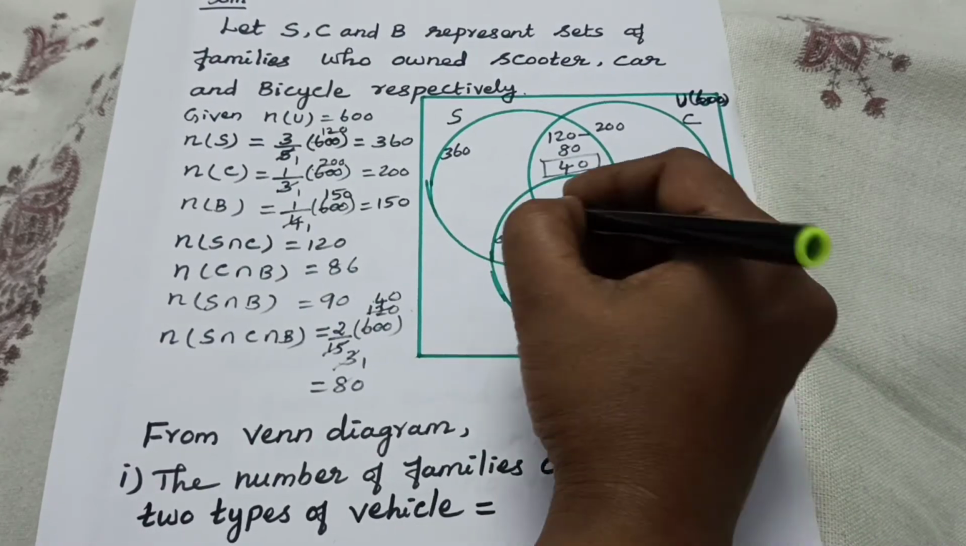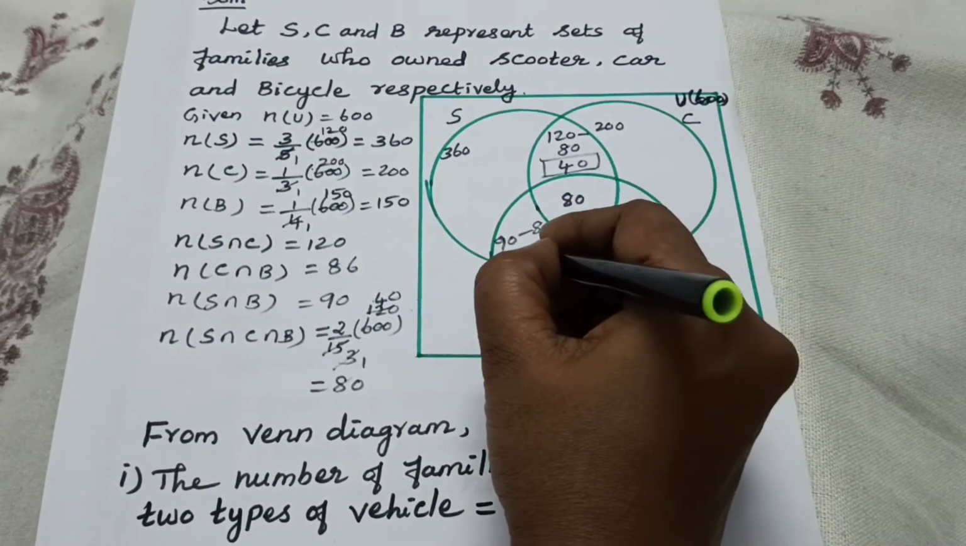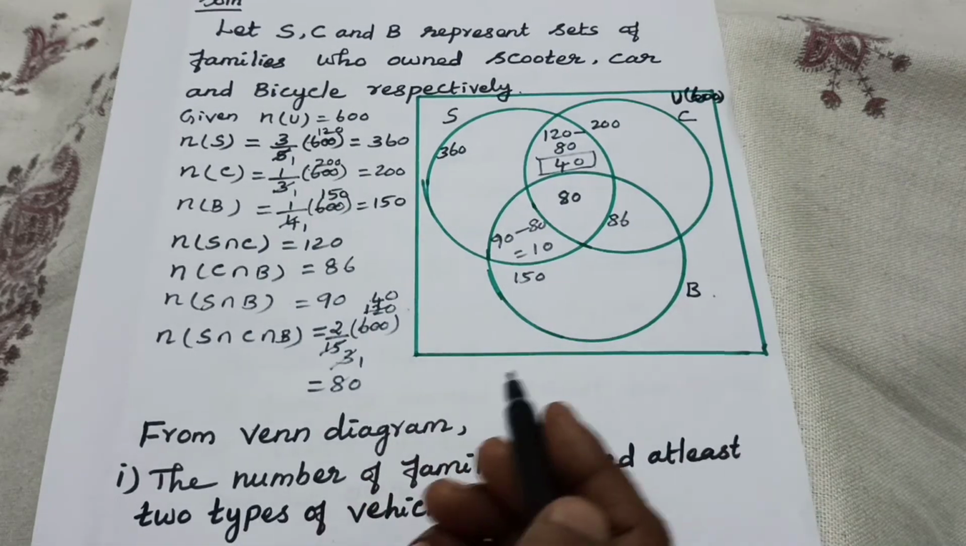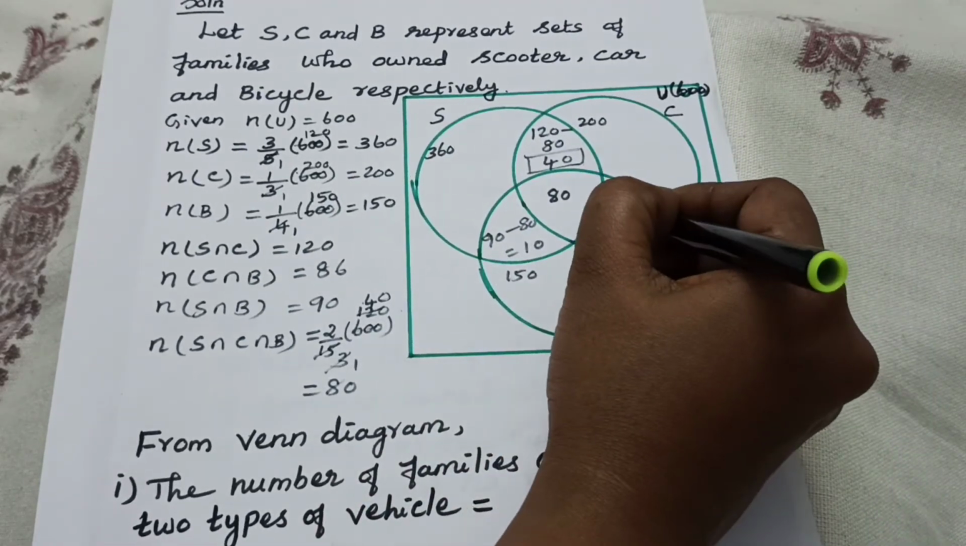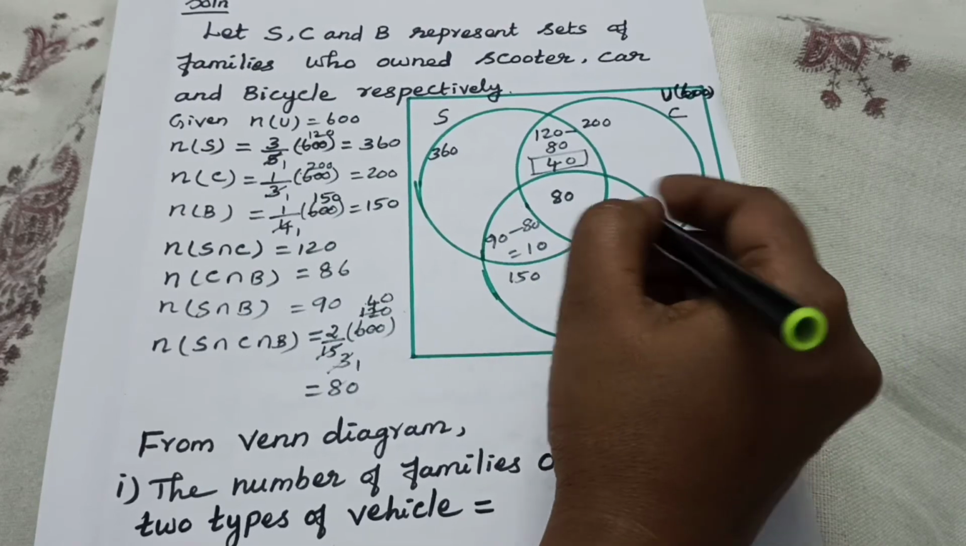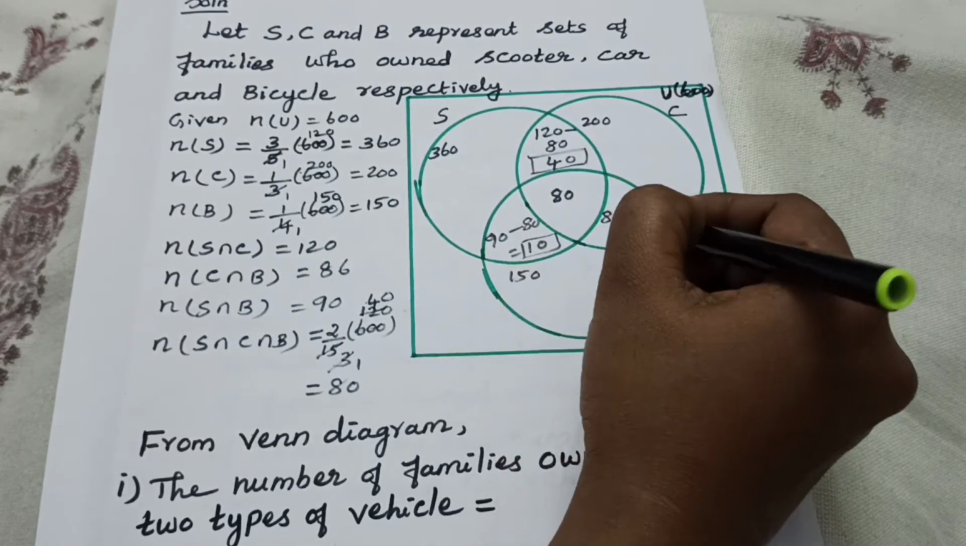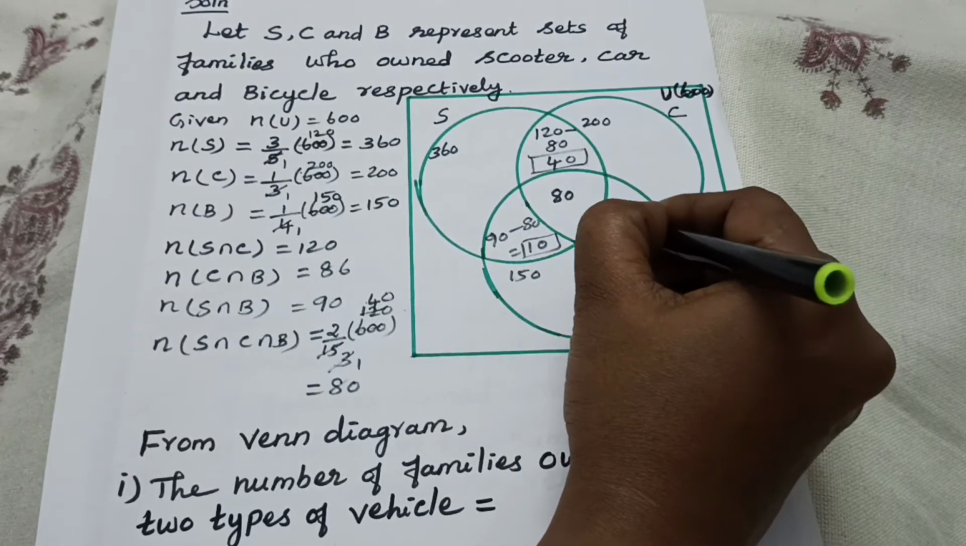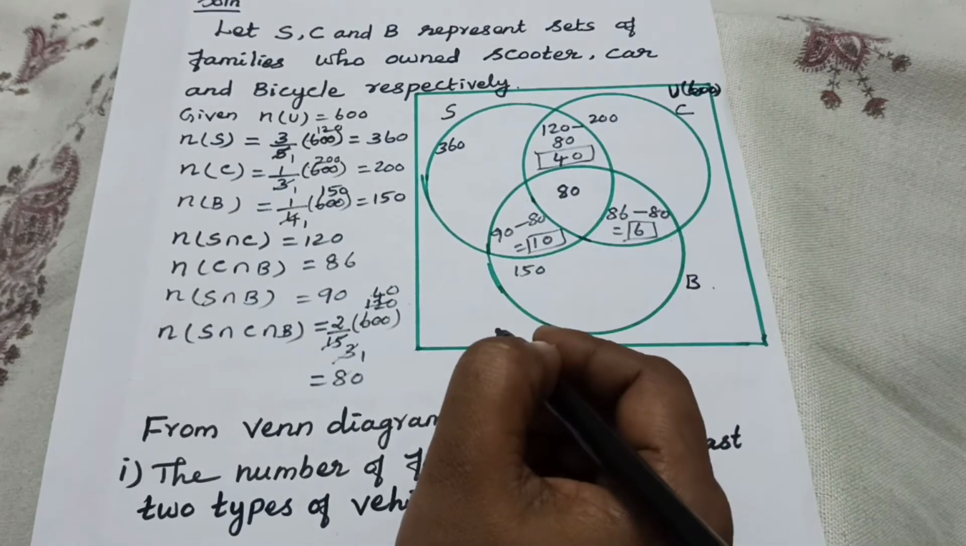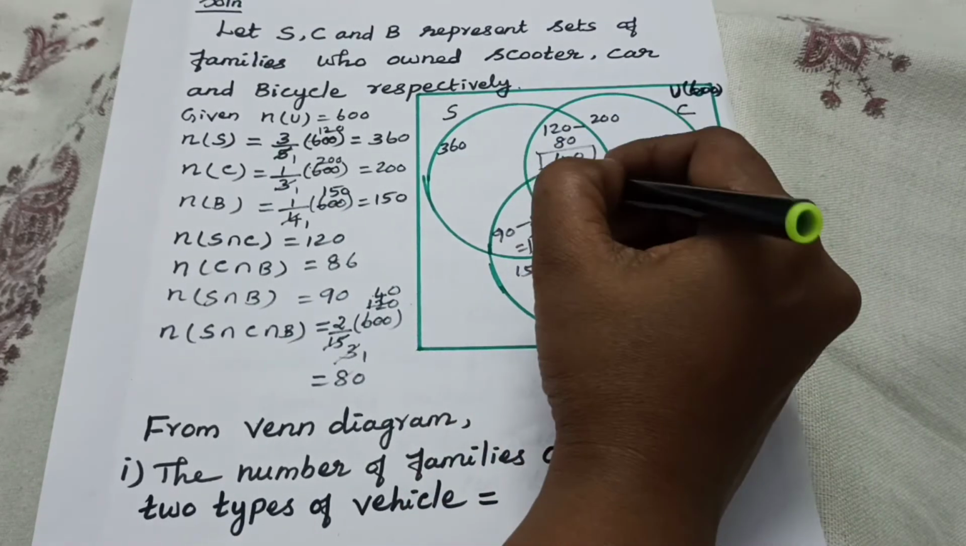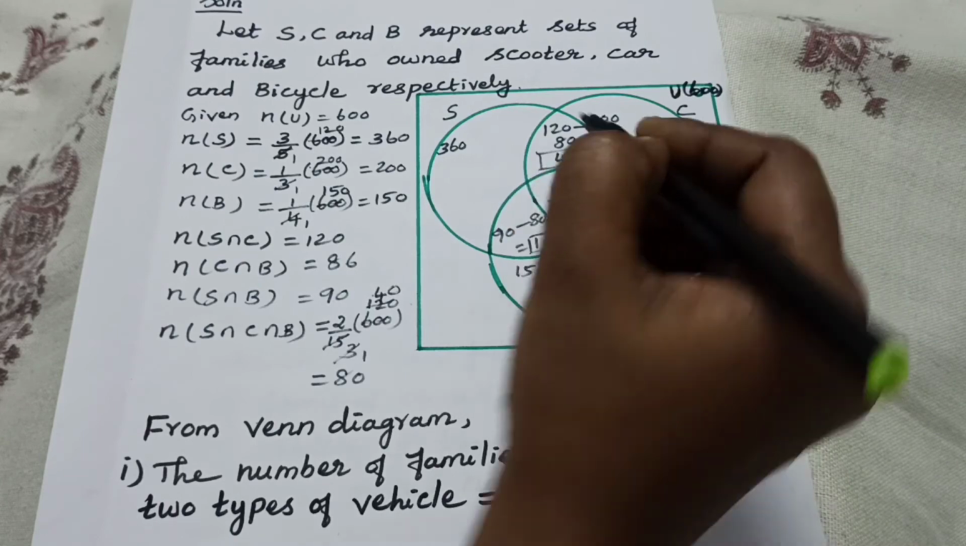Then here only scooter and bicycle, how many of them are using? 90 minus this 80, then equal to 10. Then like that, car and bicycle, how many of them are using? 86 minus 80. Then equal to what? 6, isn't it? 6. Understood? Then this one 80. All the values we have to fill in.